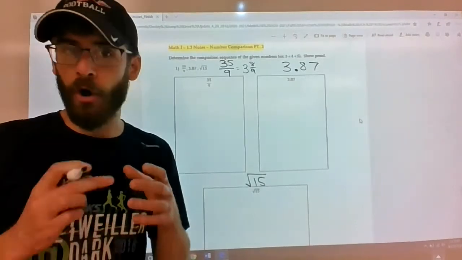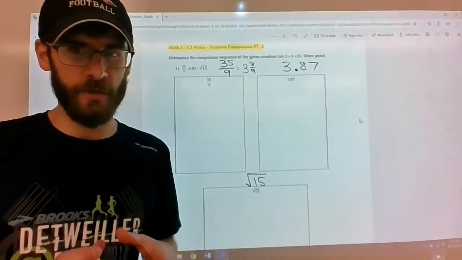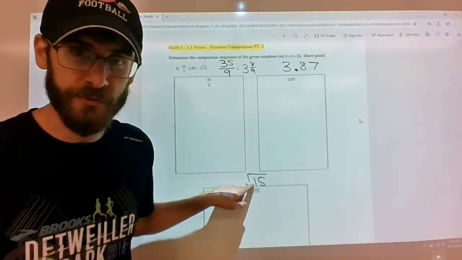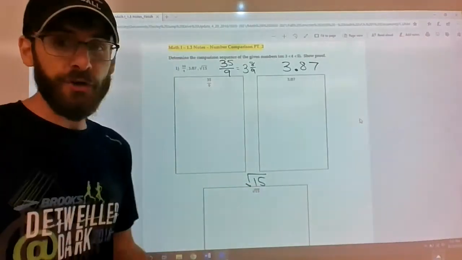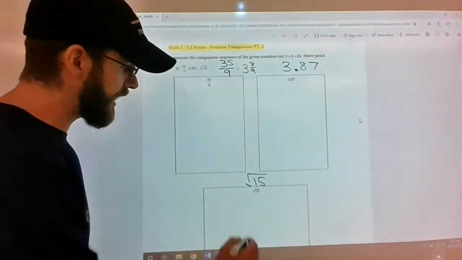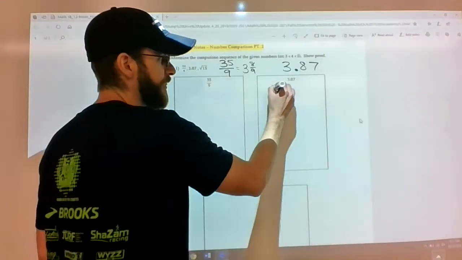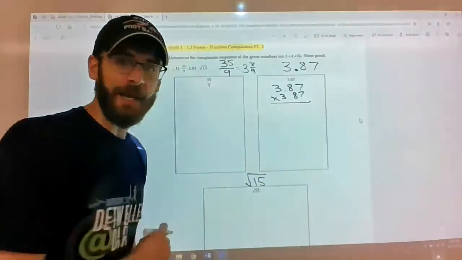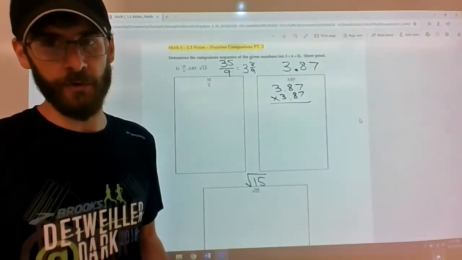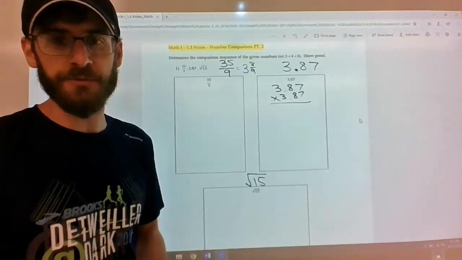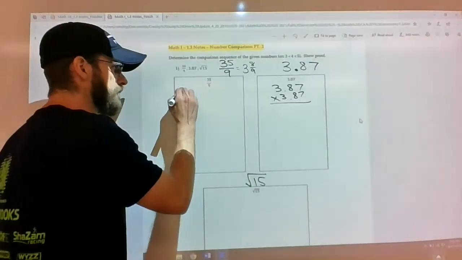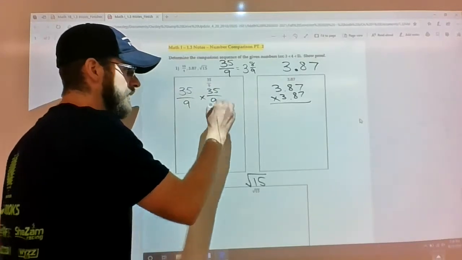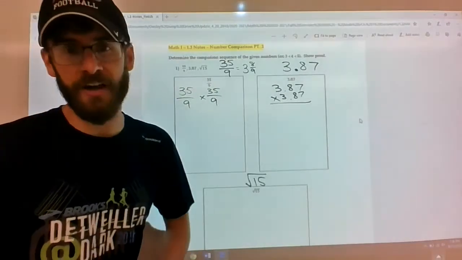We need all three of them to be in the same language. So let's convert them all into square roots. And you know how to do that. All you got to do is multiply the number times itself, and that converts it into a square root. So we're going to do 3.87 times 3.87. And 35 over 9 times 35 over 9.